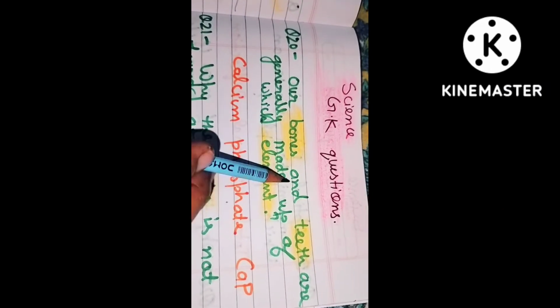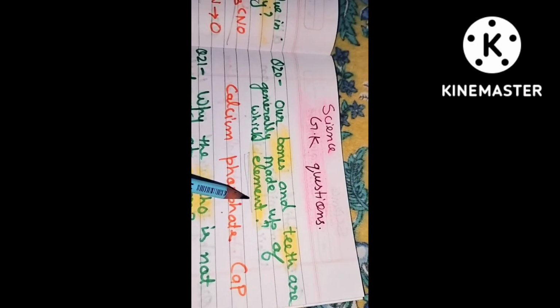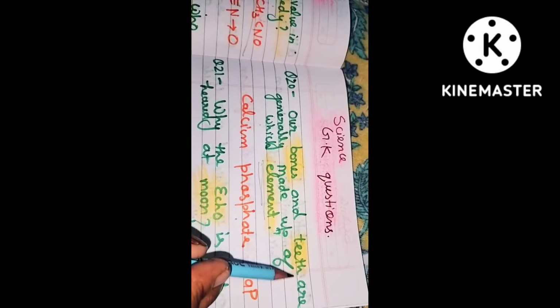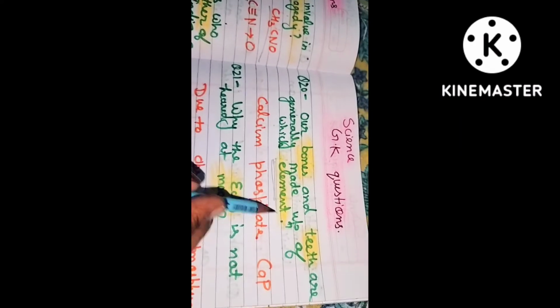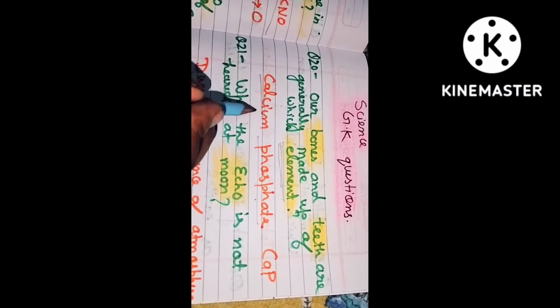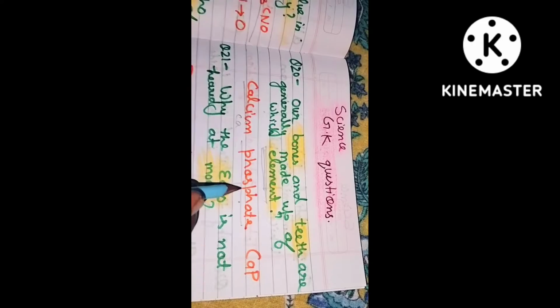Next, your bones and teeth are generally made up of which compound? This is a very important question. The bones and teeth are generally made of calcium phosphate. Calcium is Ca, phosphate is P.